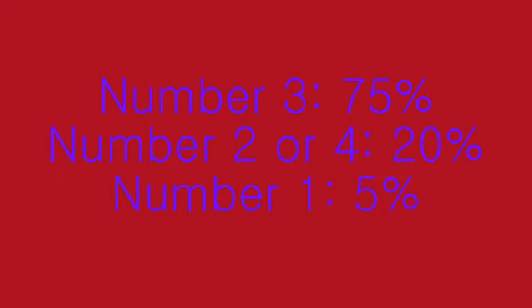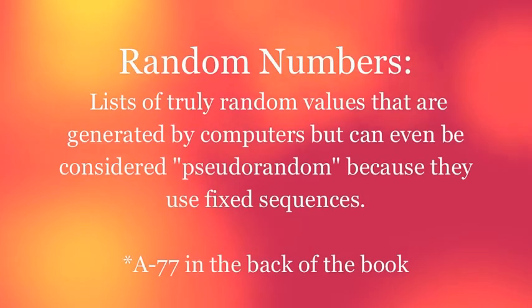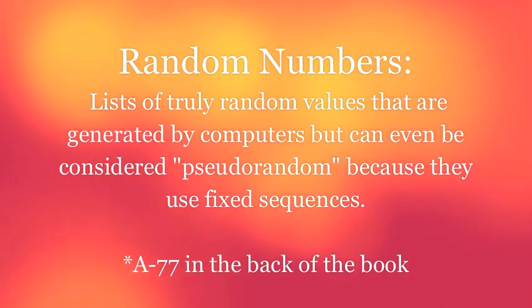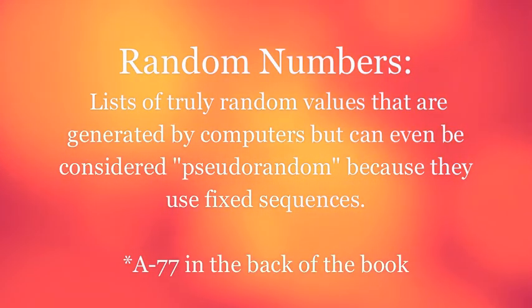If you picked number 3, you are in good company because about 75% of the population also picks number 3. If you picked numbers 2 or 4, about 20% of the population picks these numbers, while only 5% of the population would pick number 1. You may be wondering why I had you do that exercise. The purpose of it was to show that humans are incapable of generating truly random numbers.